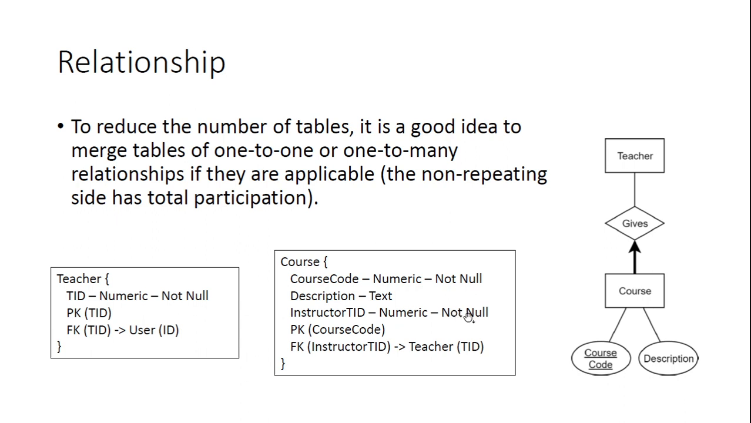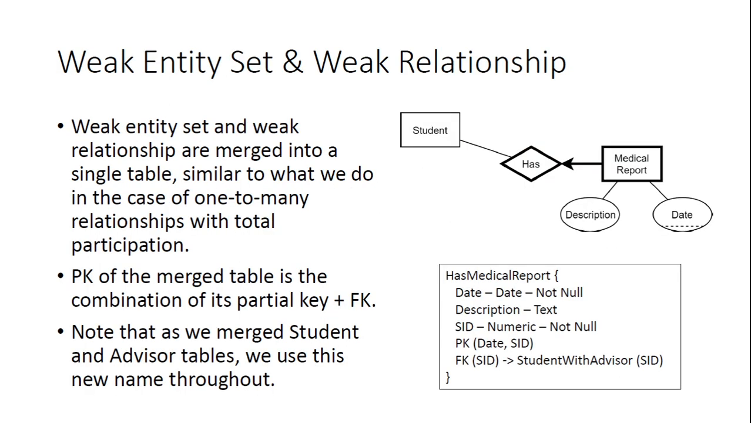But then there is the question whether we are wasting space, so whether lots of things are null in the column for instructor TID or not. That is going to be determined by the application, so it is related to the definition of the problem. For weak entity sets and weak relationships, we have to merge the relationship with the weak entity set in our implementation.